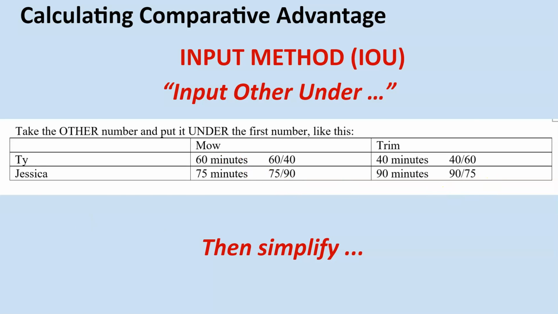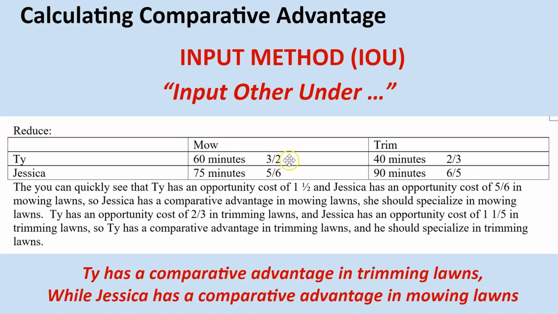So if we simplify these, what we get is 3/2 of a trim in order to mow for Ty, 2/3 of a mow in order to trim for Ty, and then Jessica is giving up 5/6 of a trim in order to mow. So it looks like she's giving up less than Ty is. She has a lower opportunity cost here, and thus the comparative advantage in mowing. And in terms of her trimming, she's giving up 1 1/5 mows in order to trim, where Ty is only giving up 2/3 of a mow in order to trim. He has the lower opportunity cost in trimming, and so he should trim lawns and she should mow the lawns.